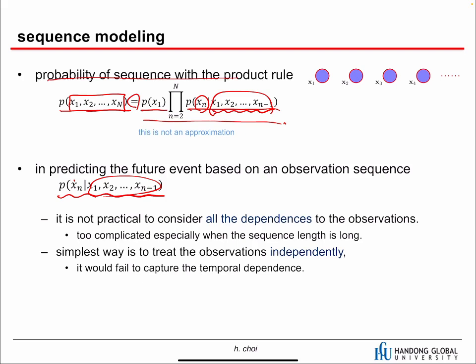The other extreme case is that we can treat all the observations independently. It means we are going to ignore all the temporal dependencies. So it would fail to capture the temporal dependency, and we cannot actually handle the data properly. So we have to compromise between these two extreme cases, considering all the history or ignoring all the history.